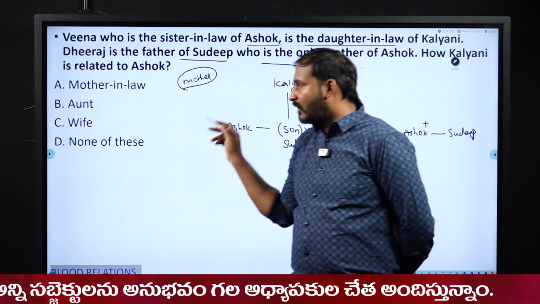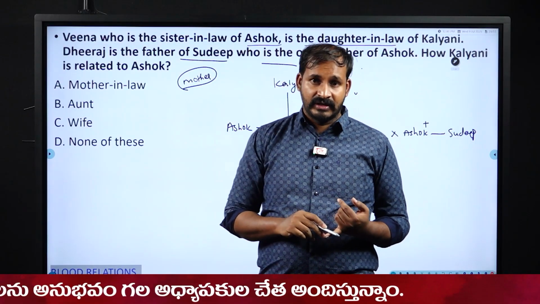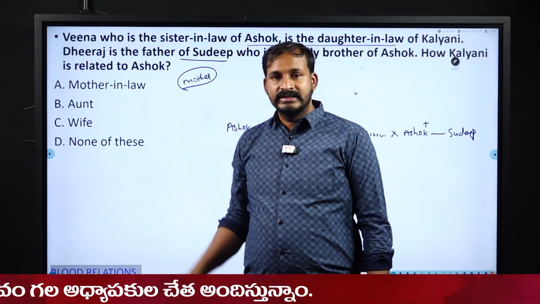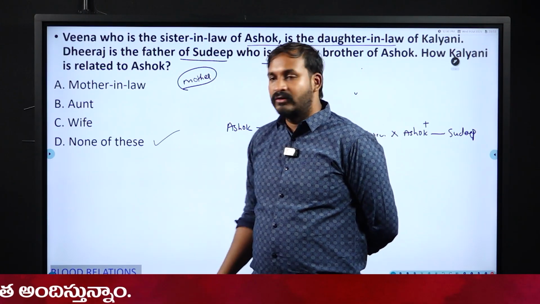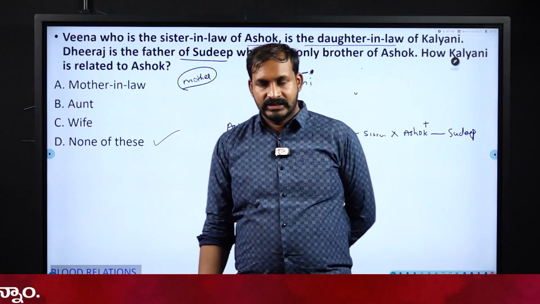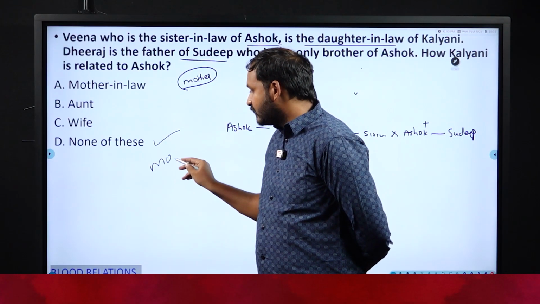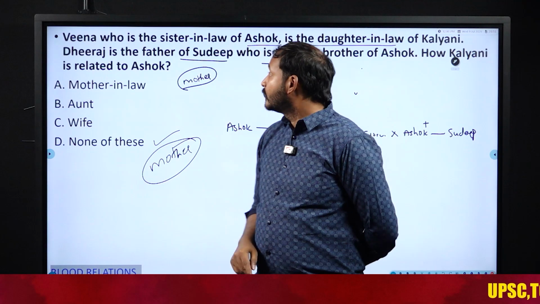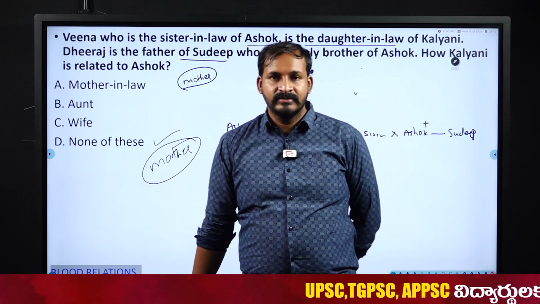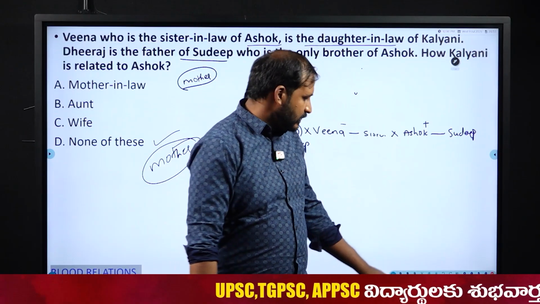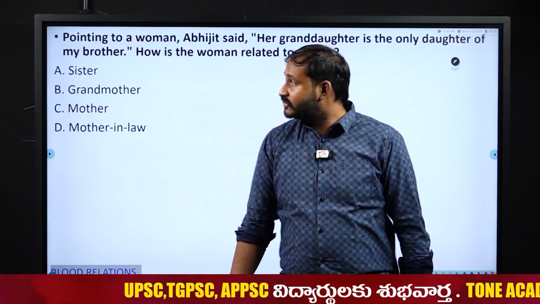But from this, what we can understand here, can't be determined was not there. Mother-in-law is there, aunt is there, wife is there. So, which one will be the best one? Mother is the best one. So, our answer here actually becomes mother. How is Kalyani related to Ashok? Kalyani becomes mother to Ashok. Right. Next one.